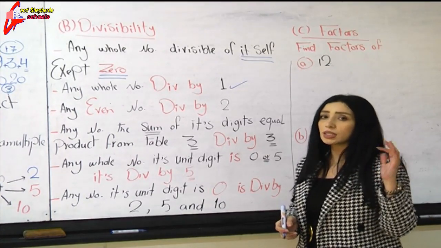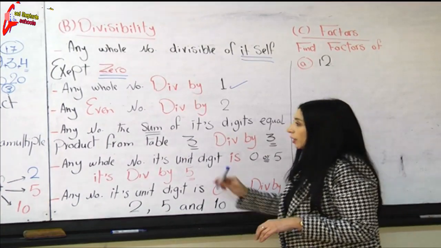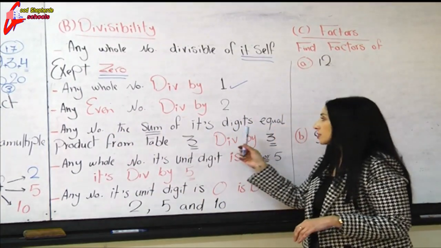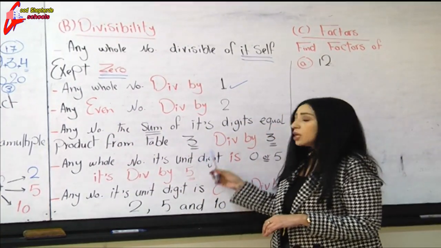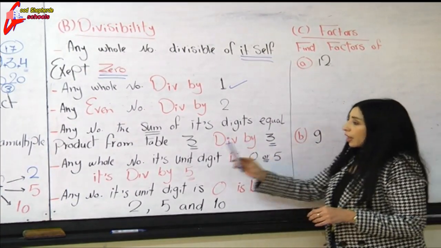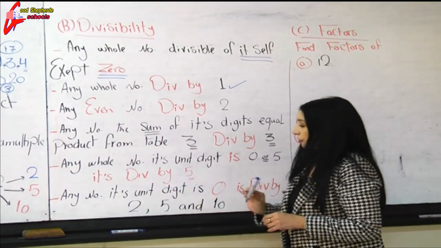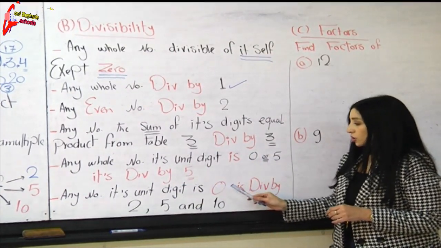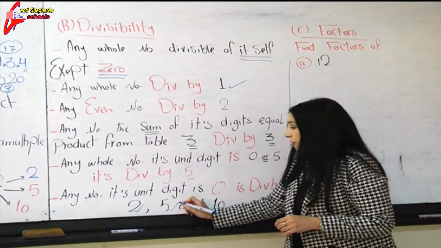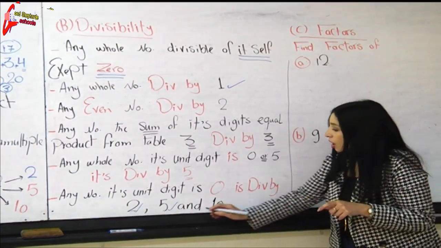Any number whose unit digit is 0, 2, 4, 6, or 8, we can divide it by 2 without getting a remainder. Any number whose sum of digits equals a product from table 3, we can divide by 3 without getting a remainder. Any whole number whose unit digit is 0 or 5 is divisible by 5. Any number whose unit digit is 0 is divisible by 2 because it's even, by 5 because table 5 has units digits 5 and 0, and by 10.